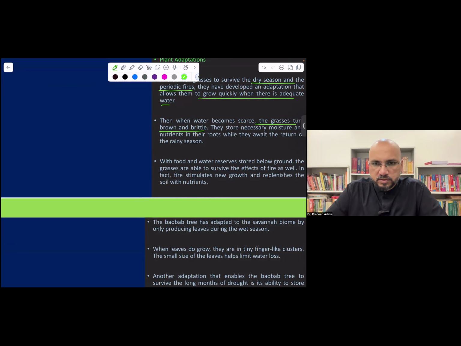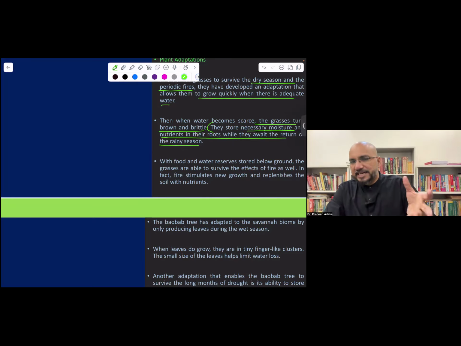Mostly what happens is they store the food reserves and moisture in the roots, in the underground storage organs. So they store the necessary moisture and nutrients in their roots while they await the rainy season. So even when the grazers graze away the grass, the plant will not die. There is enough nutrients stored up in the roots so that it can grow leaves again. It has reserves stored in the roots which help in its survival.